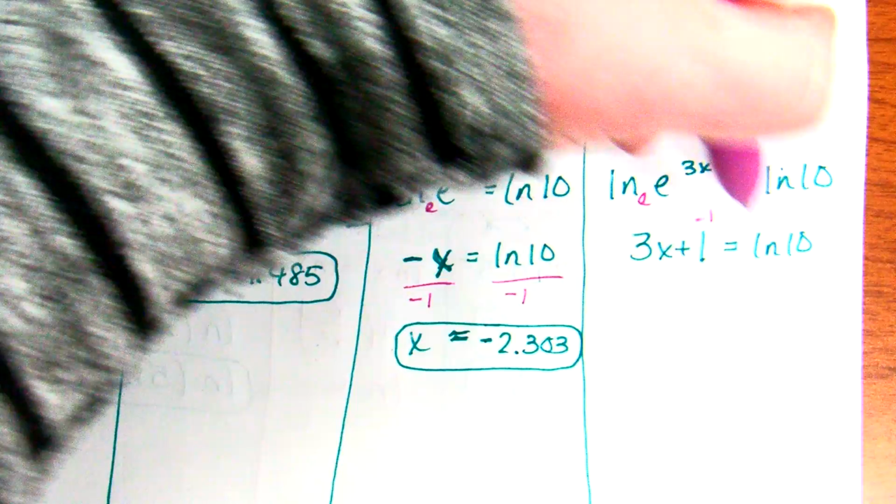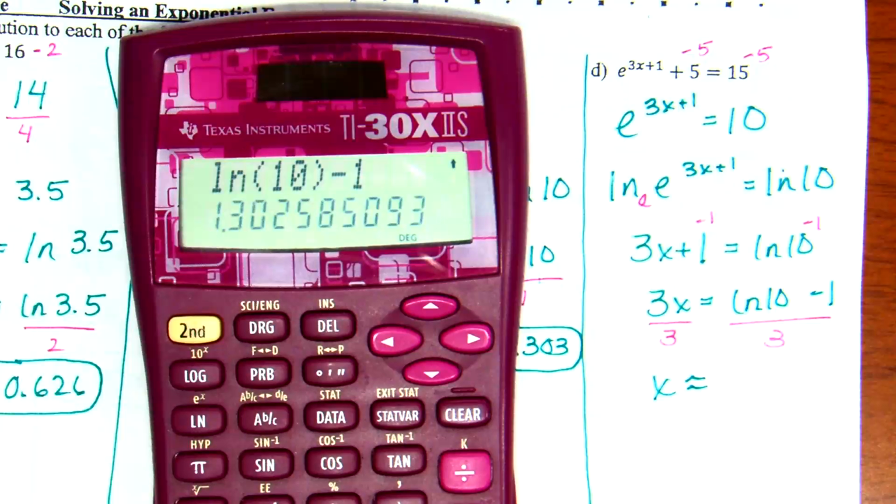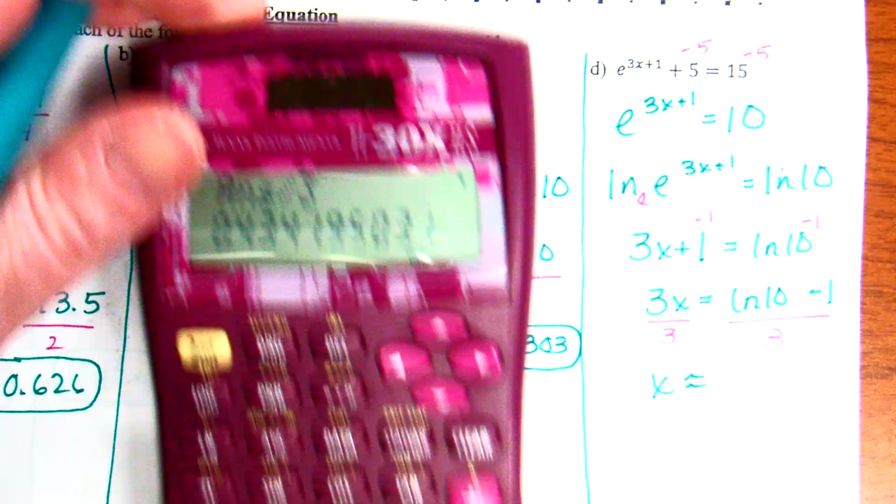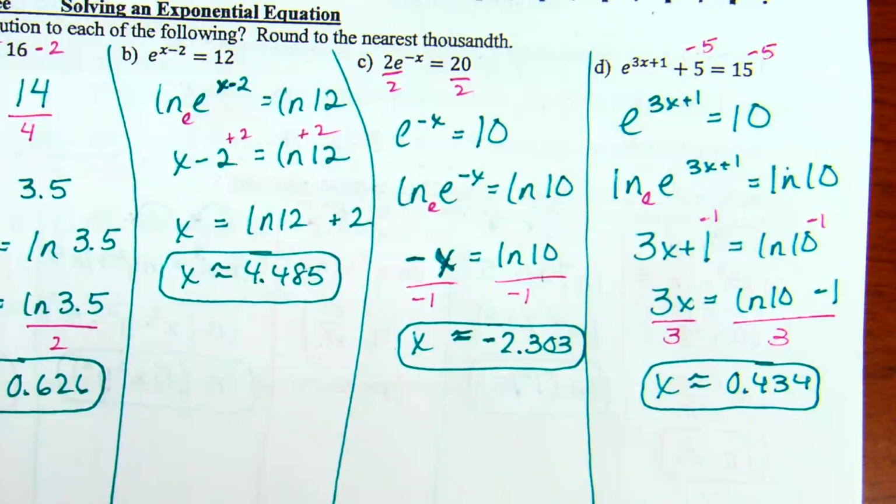We're going to need to what? Subtract 1. So 3x is natural log of 10 minus 1, and then we're going to divide by 3. Again, as always, know how to use that calculator. Natural log of 10 in my parentheses. Minus 1. I'm going to go ahead and hit equals because I didn't use other parentheses. Divide by 3. That is approximately 0.434.